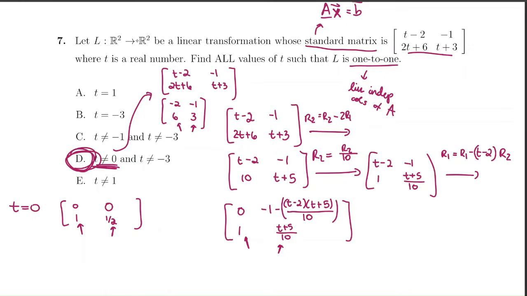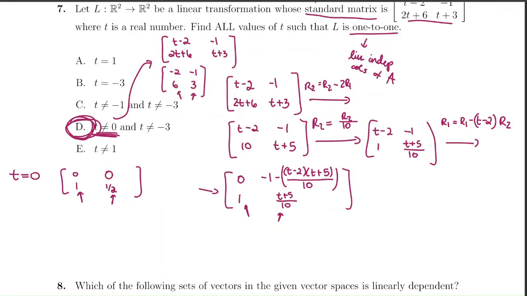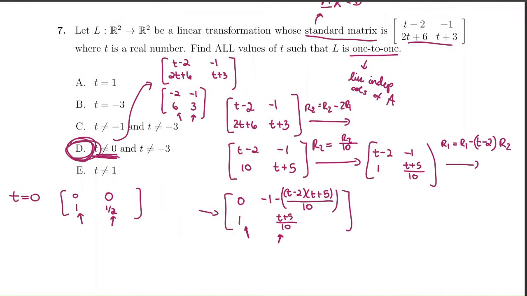So this is just another way of doing it that's much faster, and also you have the advantage of it being multiple choice. But in other cases, you would need to do this kind of row reduction and get to some point where you can establish the pivot columns, or the pivot entries in the matrix. So that's problem 7.